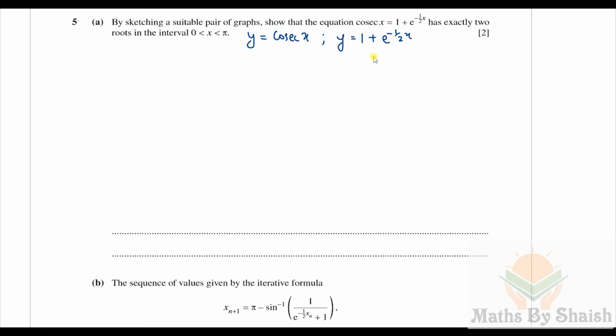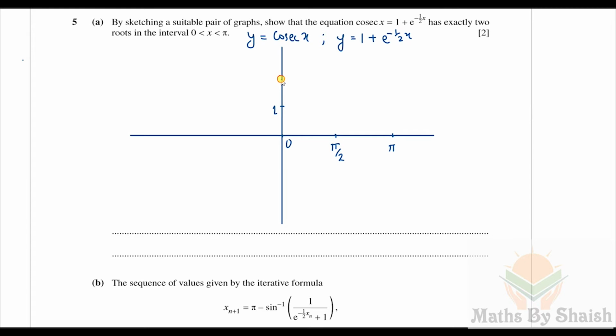So let's say it is the coordinate axis, and this is 0 degrees, and pi by 2 is somewhere here, and pi somewhere here. This value, let's say it is 1, and this value, let's say it is 2. Similarly, it is minus pi by 2 here and minus pi. It is not required to draw it here, but just to see the symmetry of y is equal to cosec x, I draw this.